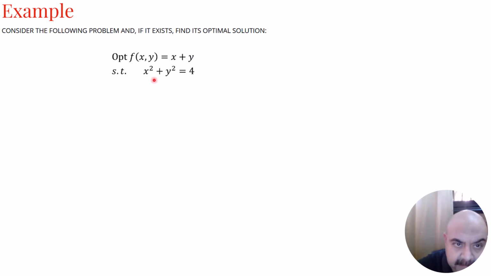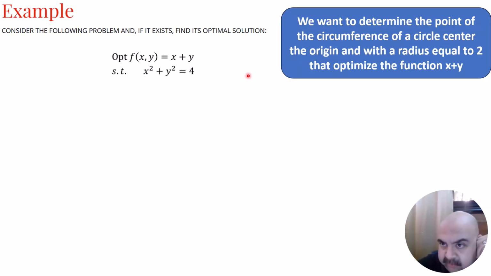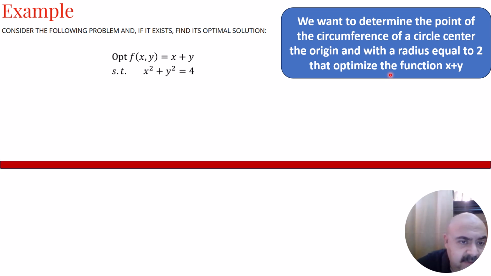Here, consider the following problem and find its optimal solution if it exists. I want to get the optimal solution of x plus y, but it is subject to the circle x squared plus y squared equals 4. So I need to get one of the points on the circumference of this circle that maximizes the values of x plus y, which is the objective function. Here we go once more. We want to determine the point on the circumference of a circle centered at the origin with radius equal to 2 that optimizes the given function.